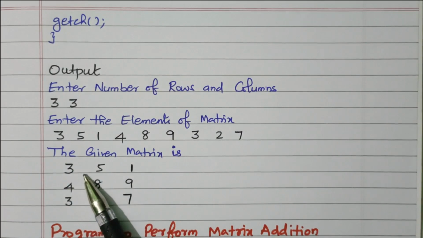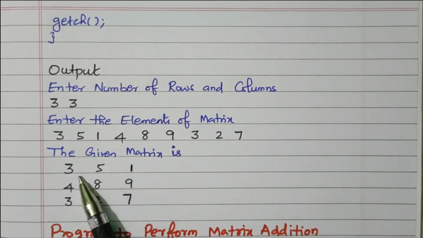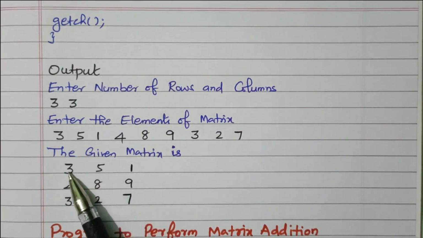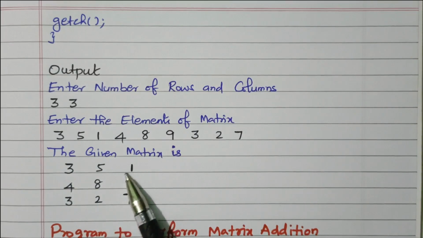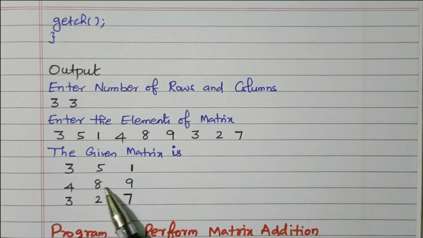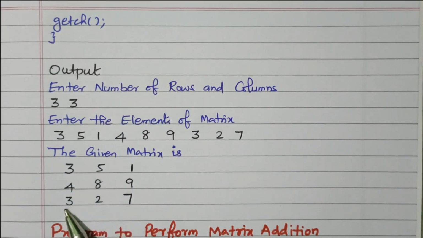We display the first row: 3, 5, 1. This is the tabbing. Between the first element, second and third element, tabbing is there. After printing the first row, we go to the next line, printf("\n"). Then the second row is printed with the tabbing. Then it will go to the next line. So the third row will be printed with the tabbing. Right. So now it is in a matrix format.